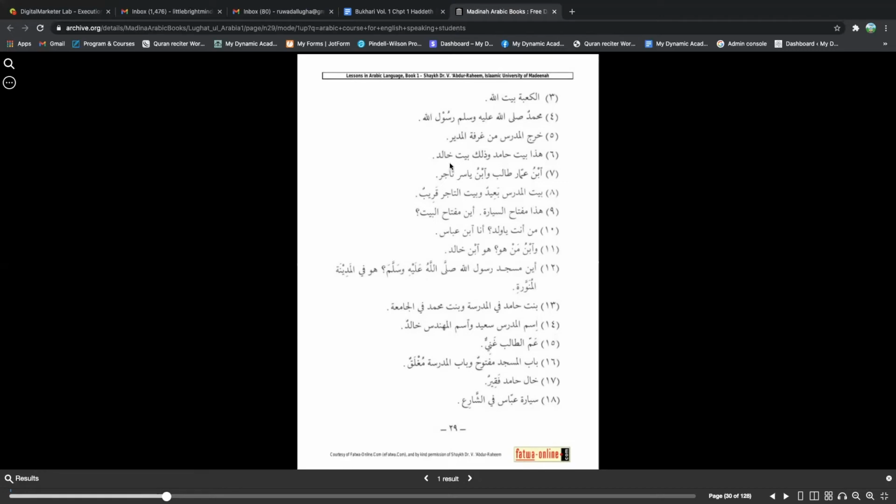Okay. Hadha baytu hamidin. Wadhalika baytu khalidin. Okay, so notice both Hamid and Khalid became majroor because of the idafah construction, meaning that this is Hamid's house. Wadhalika, and that is baytu khalidin. That is Khalid's house. Okay.